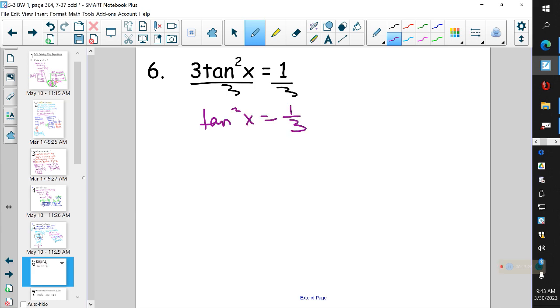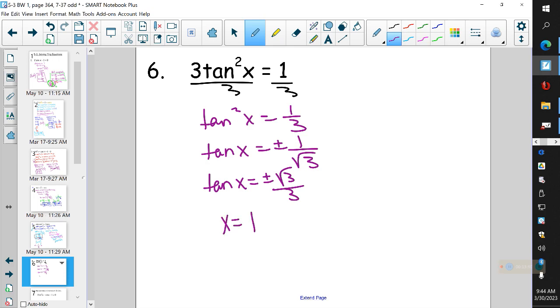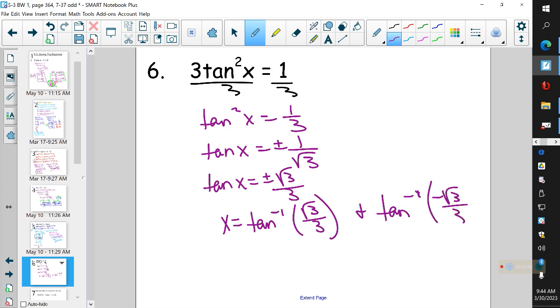So I'm going to go ahead and take the square root. So the tan of x is equal to plus or minus 1 over the square root of 3. And my brain likes to rationalize that because that's what I memorized on my unit circle. And whenever I memorize that, I need to know what angle has a square root of 3 and what angle has a tan inverse of negative square root of 3 over 3.